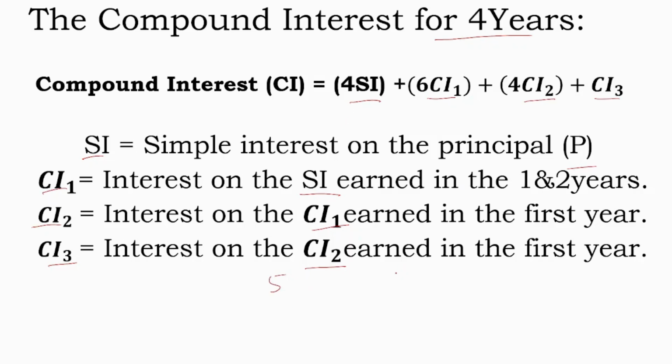For 5 years it is 5C1 SI plus 5C2 CI1 plus 5C3 CI2 plus 5C4 CI3 and 5C5 CI4. This is a continued chain, just like the binomial coefficients, which is extended up to the number of n periods. So it can be implemented for any number of years in a similar manner.